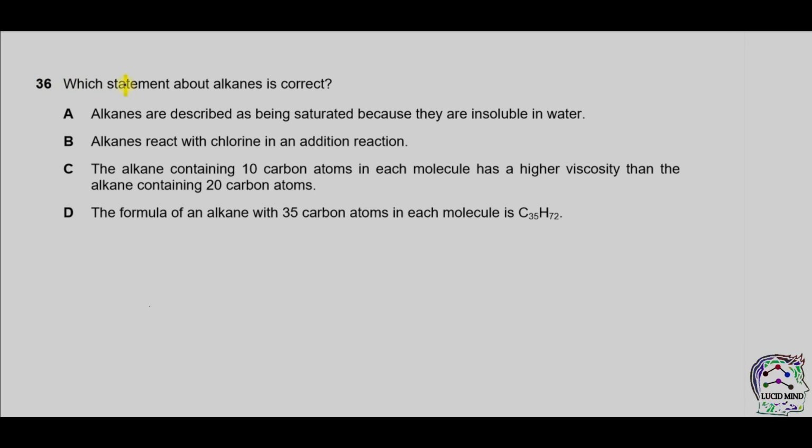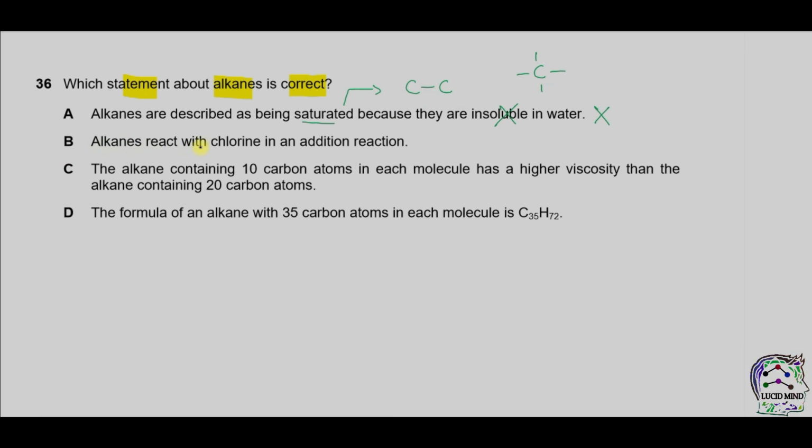Question 36. Which statement about alkanes is correct? Part A. Alkanes are described as being saturated because they are insoluble in water. This is not true because alkanes are saturated because they have carbon-carbon single covalent bonds between them. Each carbon is making 4 sigma bonds or 4 single covalent bonds, so there is no further addition which is possible. Therefore they are called saturated molecules. It is not because of the solubility.